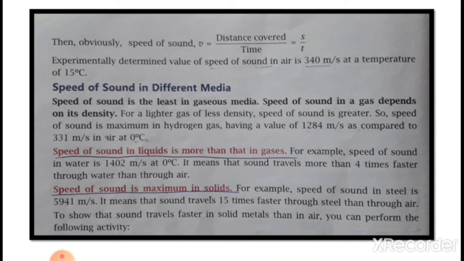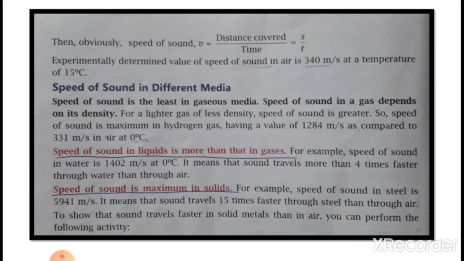So obviously the speed of sound v will be equal to distance covered divided by time taken. The time taken is between seeing of flash and hearing of sound. Okay, so distance here is taken as S, and the time taken can be taken as t. Okay, so S by t. The experimentally determined value of speed of sound in air is 340 meter per second at a temperature of 15 degree Celsius. Okay, so this is how we can estimate the speed of sound in air.